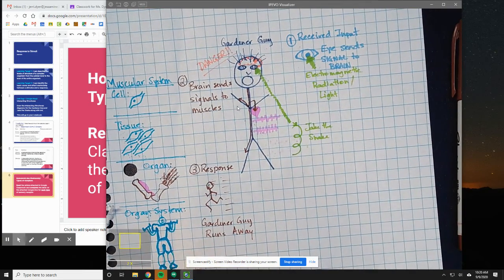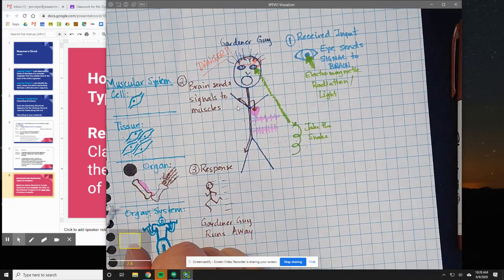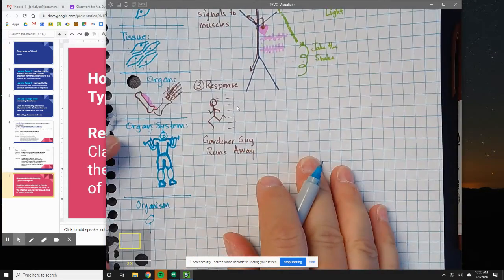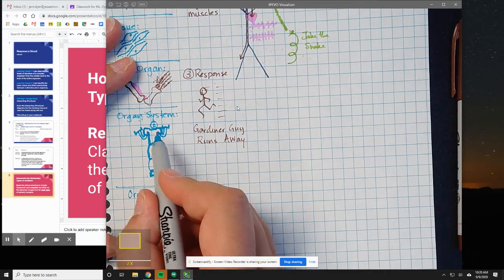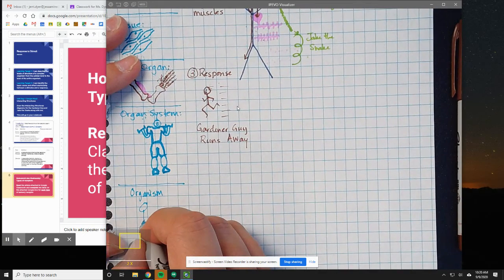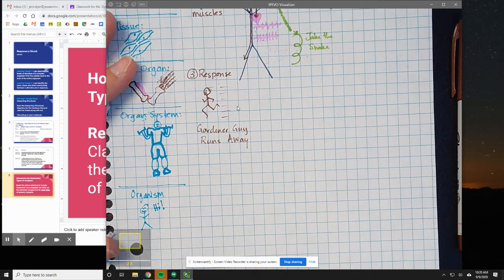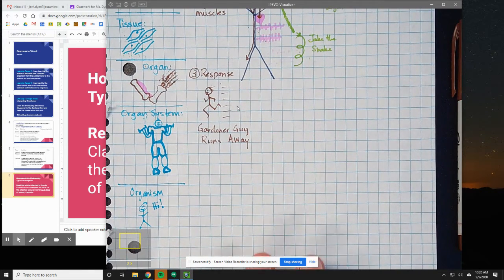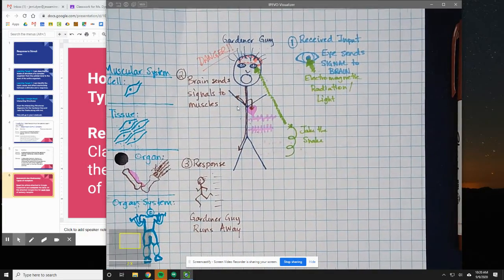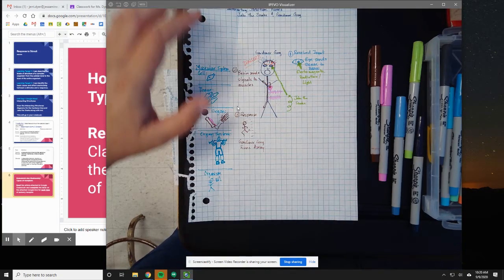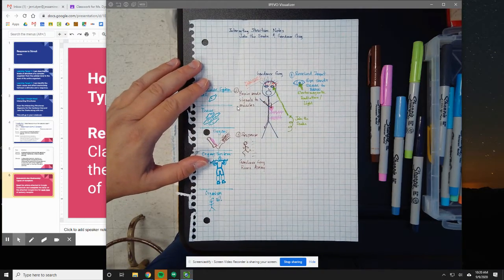And then you end up with an organism. So our last thing is when you put all of those organ systems together, you end up with an organism. And there is our organism at the end. So here is the drawing for today. I'm going to zoom out just a little bit so you can see the whole thing. Here is your drawing for the day.